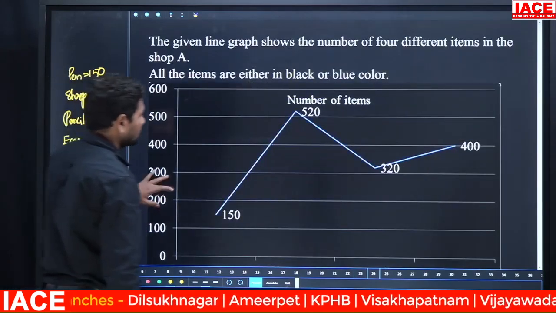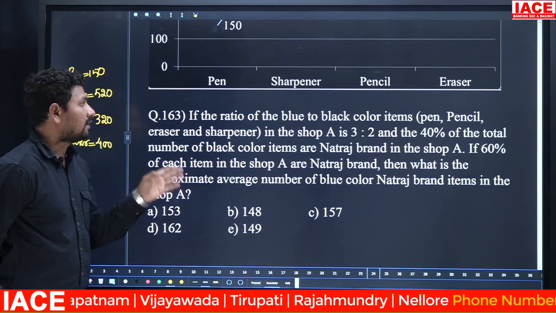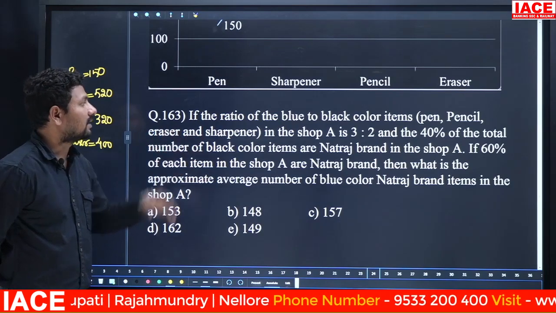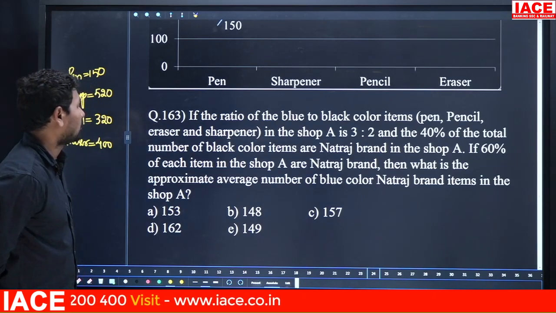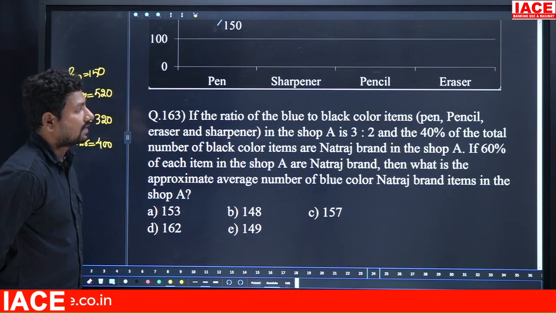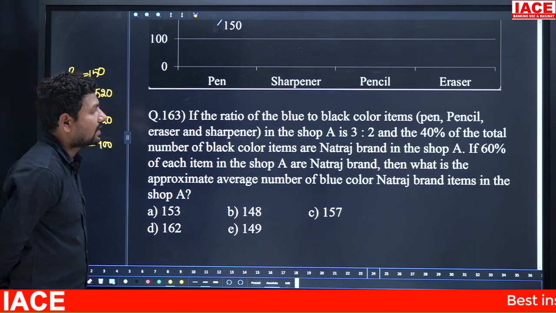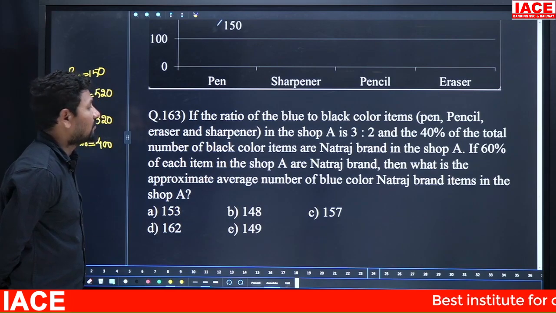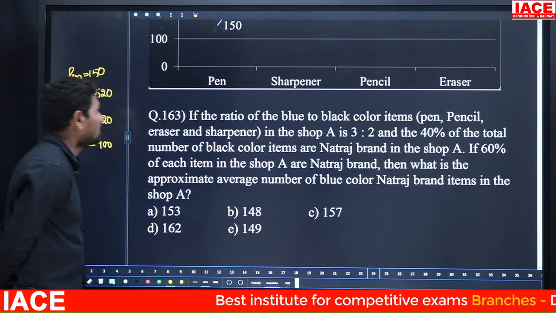Look at the next one. If the ratio of the blue to black color items, pen, pencil, eraser and sharpener in the shop A is 3:2, and 40% of the total number of black color items are Nataraj brand in the shop A, if 60% of each item in the shop A are Nataraj brand, then what is the approximate average number of blue color Nataraj brand items in the shop A?